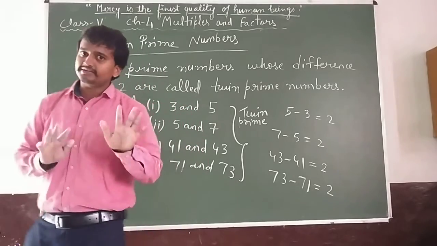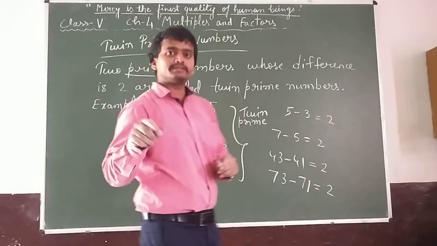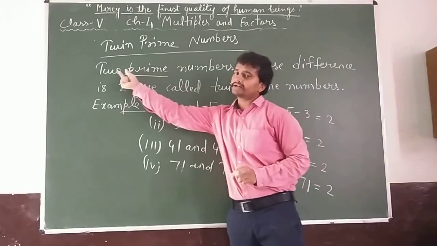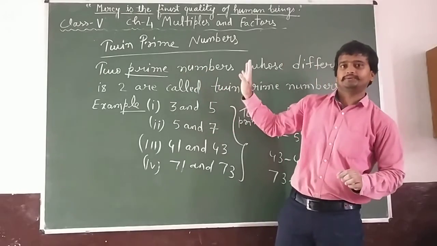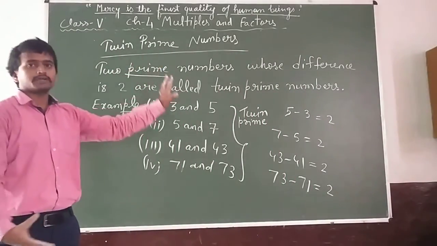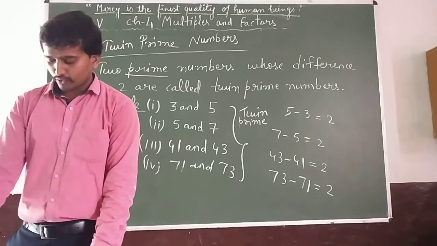But in the case of co-prime numbers, it is not a necessary condition that numbers should be prime. But in the case of twin prime numbers, it is compulsory that two prime numbers are needed. So, with the help of these topics, all of you can solve the questions of exercise 4A.